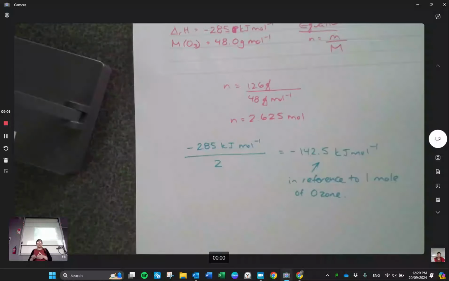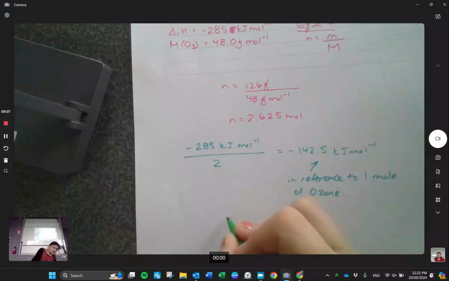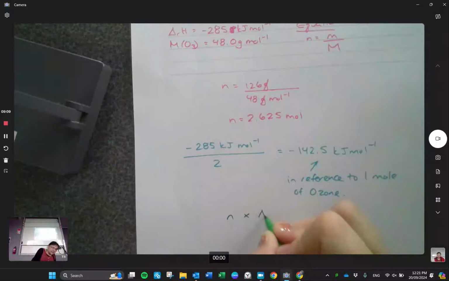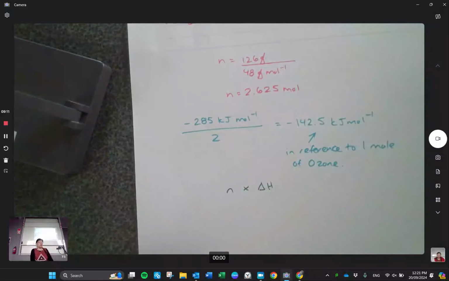And now I can put together the final step. Like I said, think about those units. Think about how those units are canceling. So I would take my N and multiply it by my delta H. And that's how I figure out my energy.